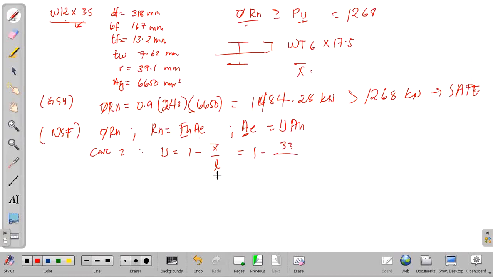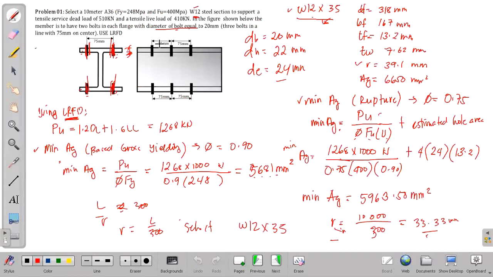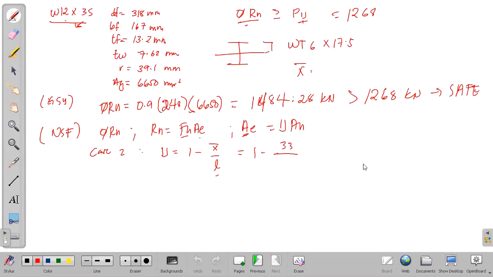Okay, kindly solve. Ano yung L natin? Given yung L sa problem, sabi 75. So 75 plus 75, that is 150. Remember, yung L natin is from the edge, center to center of the bolt. Okay, so our L is 150. So kindly solve for our capital U. 0.78, ma'am. So we have 0.78.